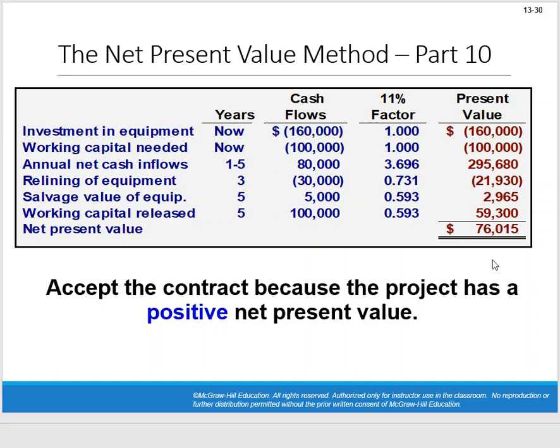If the net present value comes out negative, it doesn't mean the project is a total loser and we're going to lose money on it. It means it's going to make less than the discount rate. So when we interpret what NPV means, we need to be careful not to take it too literally. It doesn't mean we're going to make $76,000 on the project. It simply means we're going to make more than 11%.